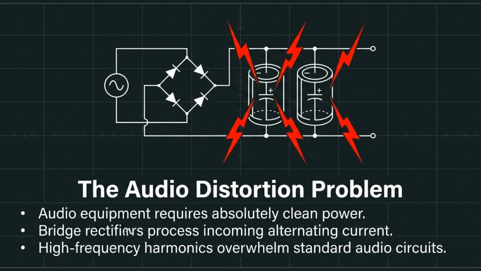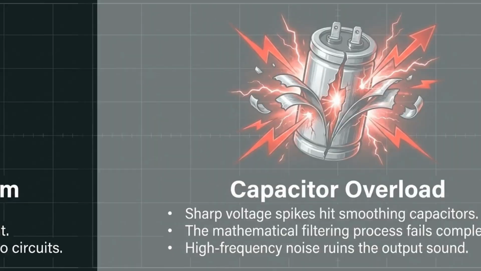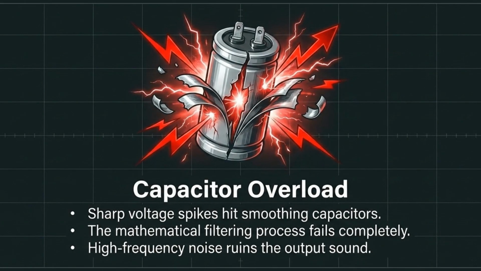Audio equipment is especially sensitive, requiring absolutely clean power. High-frequency harmonics generated by poor-quality inverters can overwhelm standard audio circuits, causing audible distortion. These sharp voltage spikes hit smoothing capacitors, often causing them to fail under the stress. When the filtering process breaks down, high-frequency noise inevitably ruins the output sound quality.